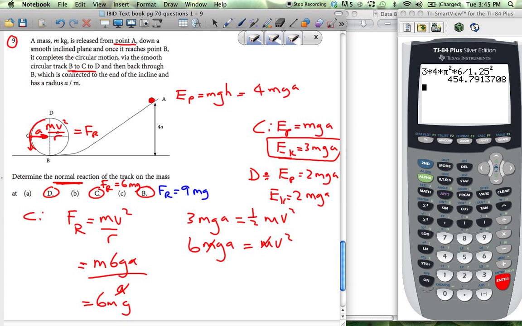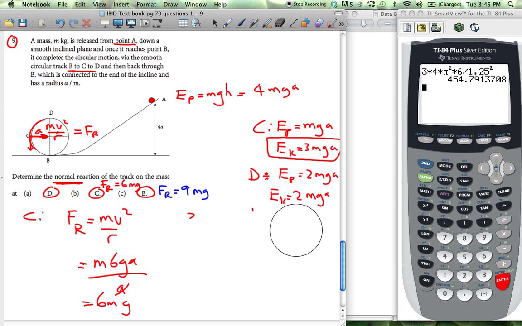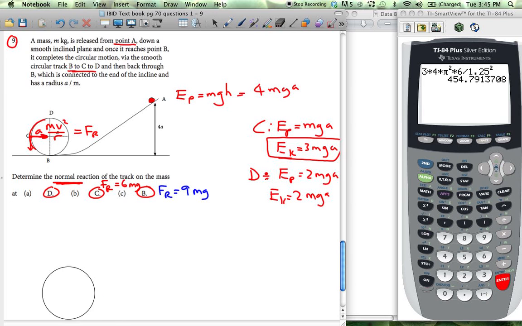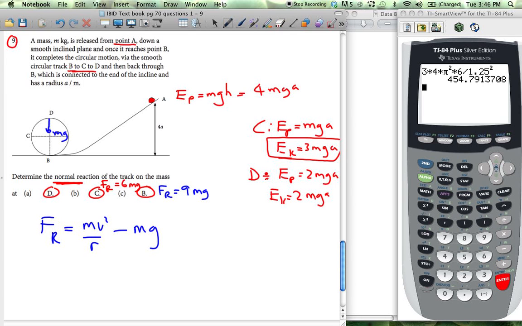Now finally, in looking at the situation at D, what happens is that you've already got an mg, and that's actually going to contribute towards the mv squared over r force, the centripetal force. So the reaction force is going to equal mv squared over r, but part of that will actually be provided by your mg. So you're actually going to subtract the mg there.